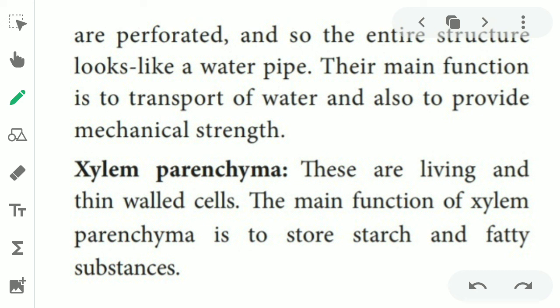Already I told you, xylem parenchyma alone is for storage. These are living, thin-walled cells. The main function of xylem parenchyma tissue is to store starch and fatty substances.